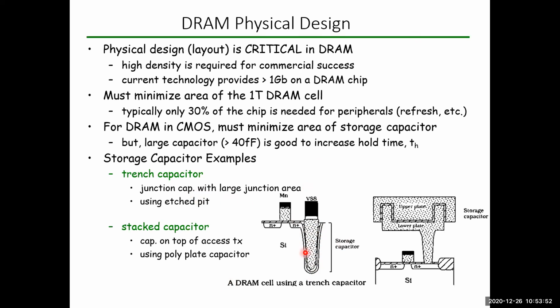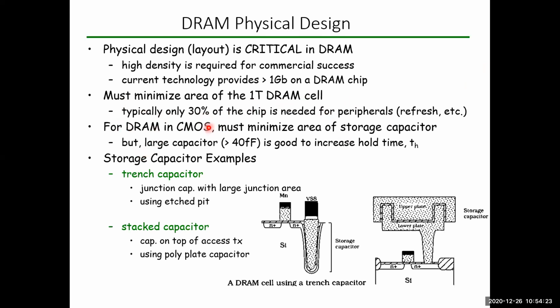And apart from that, stacked capacitors also can be used with the help of polyplate capacitors. We can design the layout with this. And typically you can see the minimum size or area of a 1T DRAM cell is only about 30% of the chip. So 30% of the chip can be used for designing any kind of 1T DRAM cell.